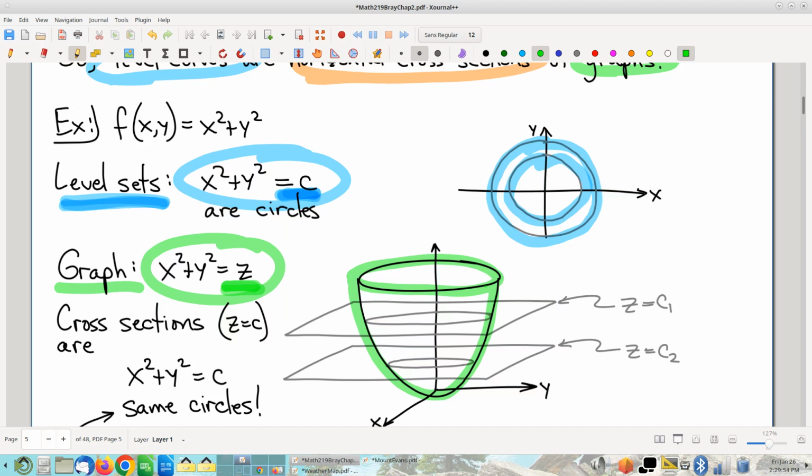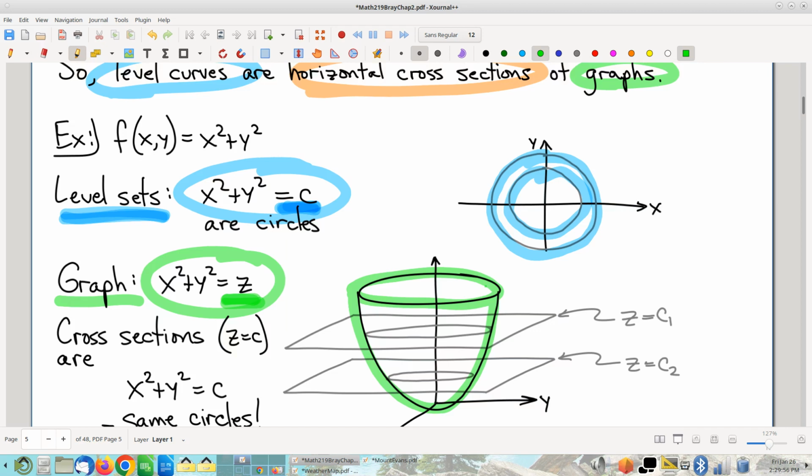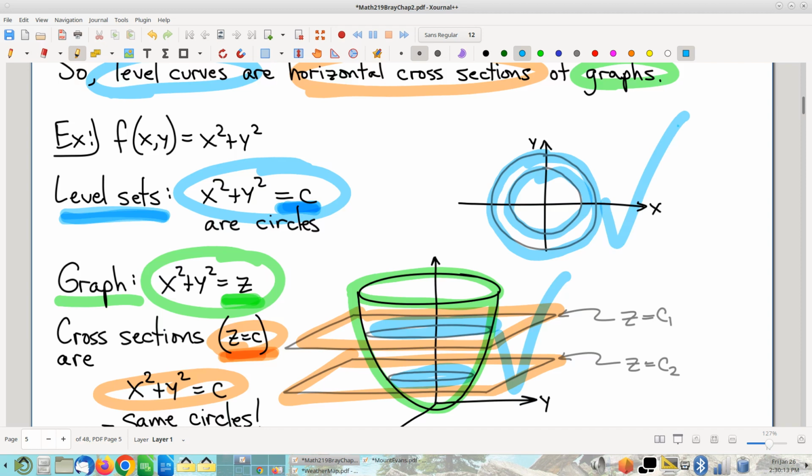So, real quick observation, again: I claim that cross sections relate these, because cross sections just means you're setting z equal to a constant, which gives you, as you'll notice when you take these slices, the exact same circles as the level sets. So hopefully no surprise. I think it's a nice observation to make. We'll call it a day there.